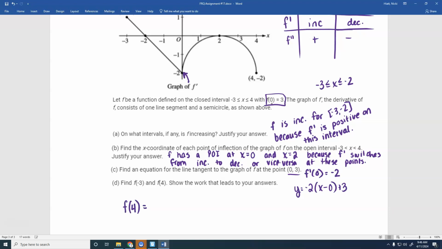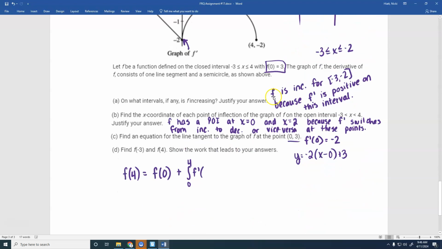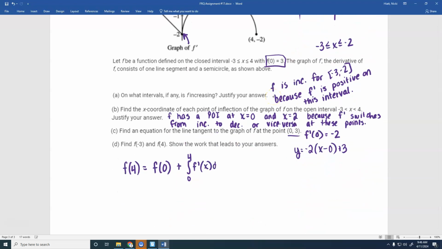So if I want to find f of 4, I'm going to have to take whatever f of 0 was, and add how much the function changed between 0 and 4, which is going to be the integral from 0 to 4 of f prime of, is this x or t? Does it even say? It's x. f prime of x dx. Now, they tell us f of 0 equals 3, so we're just plugging in a 3 right there.